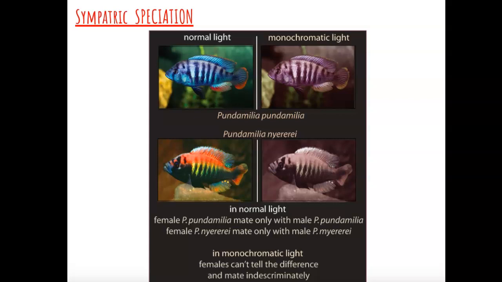And so if the water were to become murky or shaded and you weren't able to see the difference, or the females weren't able to see the difference between the males, you might actually have the two species come back together and form one species again instead of being diverged, because the only difference between these populations is their color patterns and their preference for those colors.